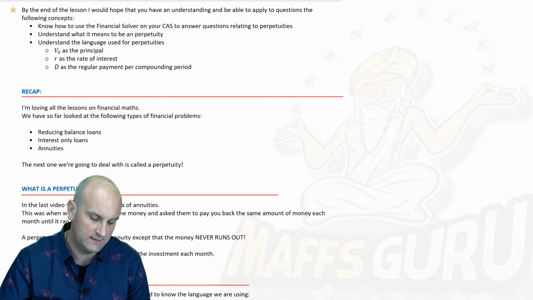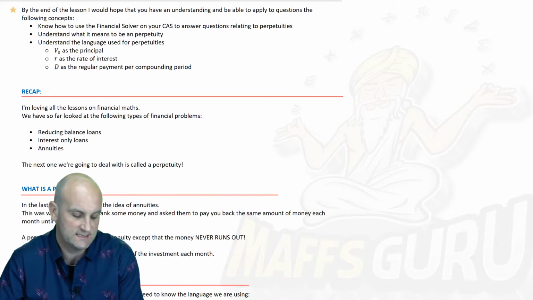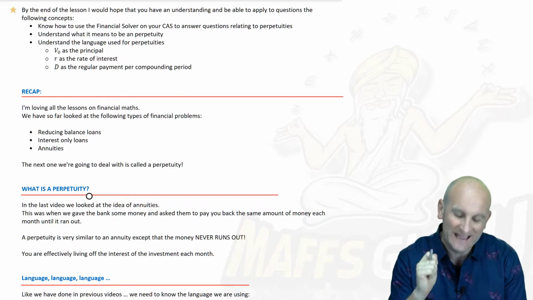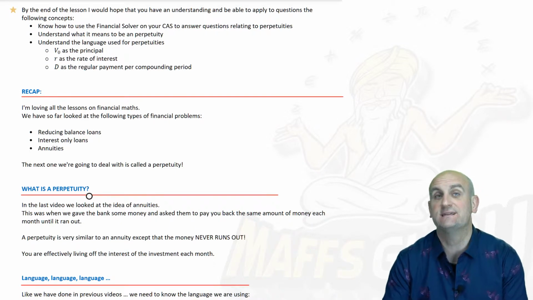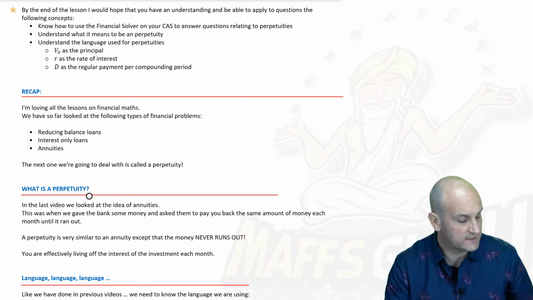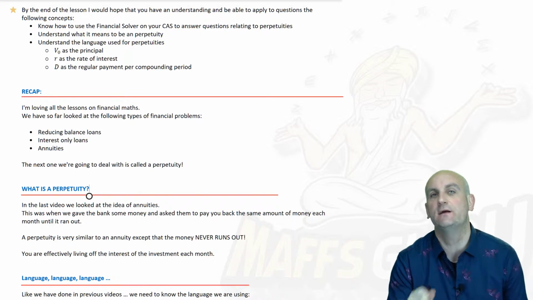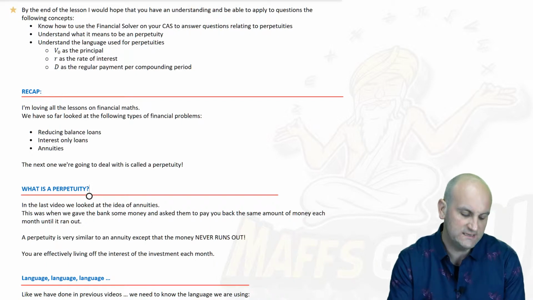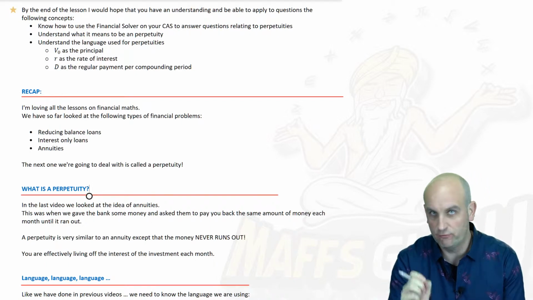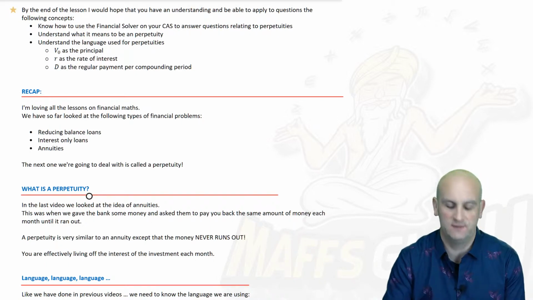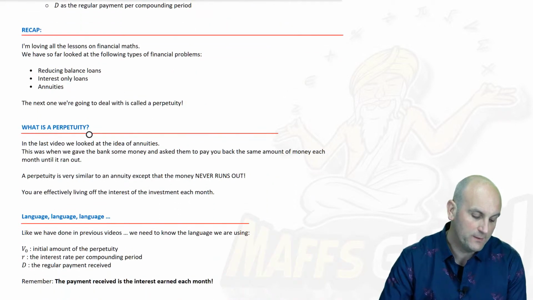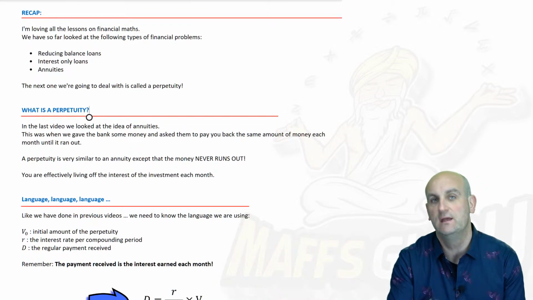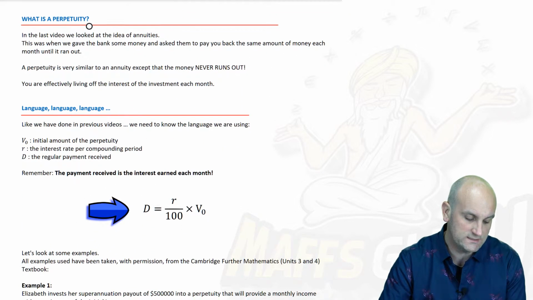Now, what I hope to do for this lesson is basically know what a perpetuity is, understand the language of perpetuities, and use our CAS to help us solve. This is a CAS-enabled course, which is great because our CAS has financial calculator functions on it that'll do all this hard work for me. Know what V0 is, the rate of interest, and a regular payment. Now, this regular payment is effectively the money we're going to take out. We've built on the idea of reducing balance loans and interest-only loans, and now annuities, and then we're going to deal with this.